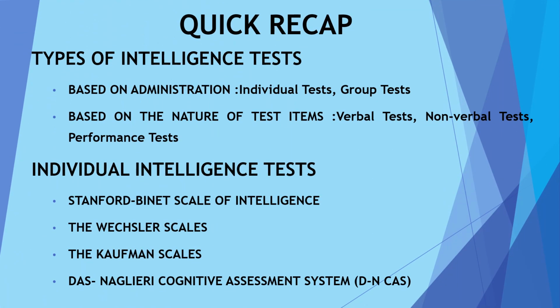In this video, we have learned types of intelligence. Based on administration, there are 2 types, individual and group. Based on the nature of test item, verbal, non-verbal and performance tests are there. We have seen in detail the individual intelligence tests, like the Stanford-Binet scale of intelligence, the Wechsler scales, the Kaufman scales, and the Das-Naglieri cognitive assessment system. In the upcoming video, we will get familiar with the group intelligence test.